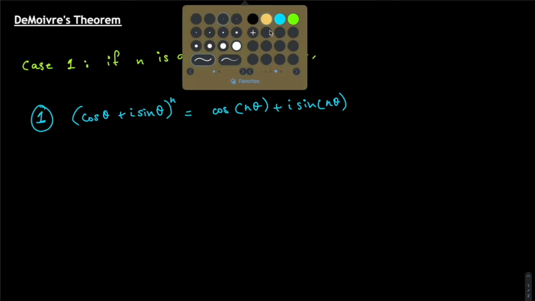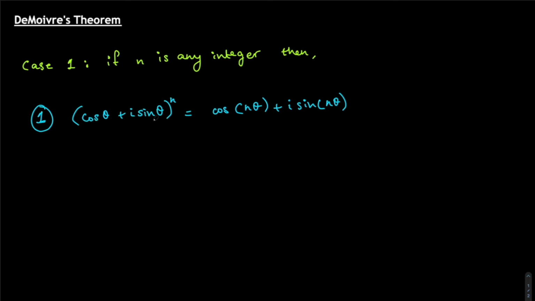I'll change the color again. Now I can write cosine of theta plus i sine of theta as e raised to the power i theta. From the previous video, if you've watched it or if you have learned in class, you would know that. And then it's raised to the power n. Now I apply my exponent rules, and I get e raised to the power i n theta. This can be simplified as cosine of n theta plus i sine n theta, and that's exactly what I get.